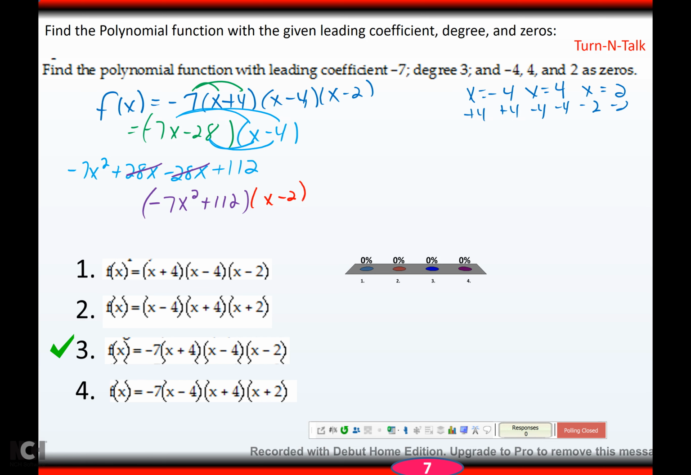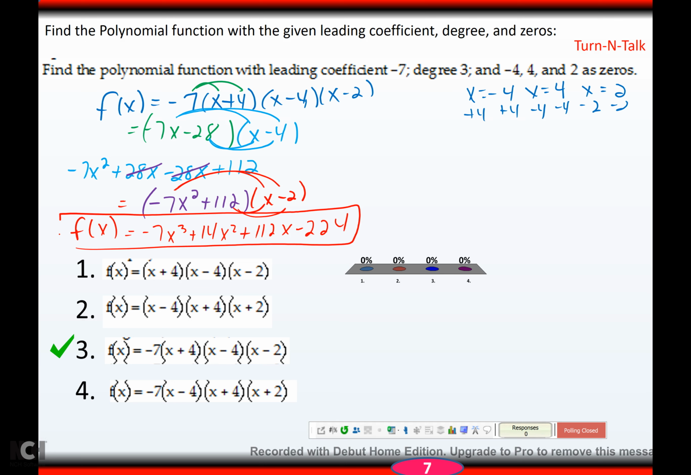minus 2. If they wanted this in standard form, I'll just keep going now. That's going to be -7x cubed, positive 14x squared, plus 112x minus 224. That would be my function in standard form. Sorry, your teacher didn't even look at the answers. They left it in factored form, so -7, just in other words what I wrote here, they stopped and they were done.